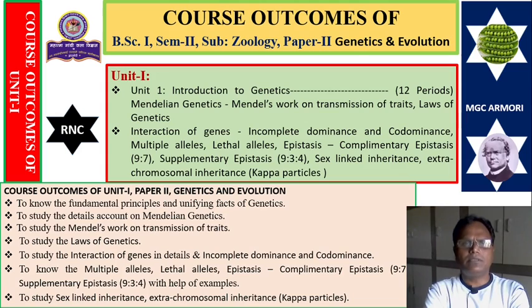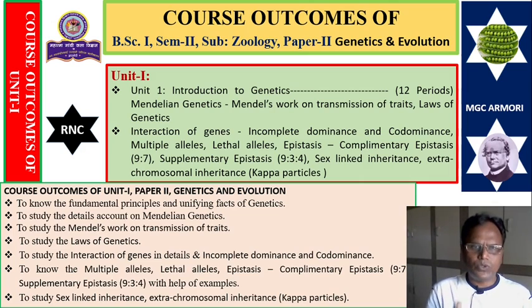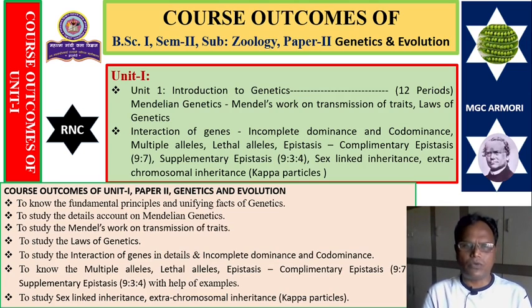Then unit number 1, that is the introduction to genetics, Mendelian genetics. Mendelian work on transmission of traits, laws of genetics, interaction of genes, incomplete dominance, codominance, multiple alleles, lethal alleles, epistasis, complementary epistasis, supplementary epistasis, sex linked inheritance, extra chromosomal inheritance, kappa particles. This is the syllabus of BSc SEM 2 of zoology paper genetics and evolution.